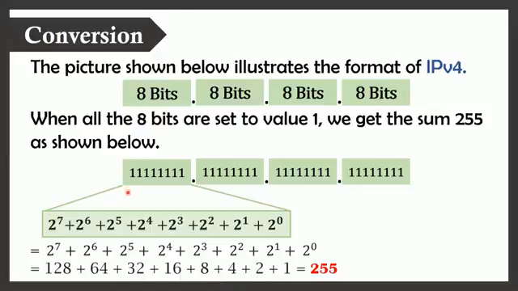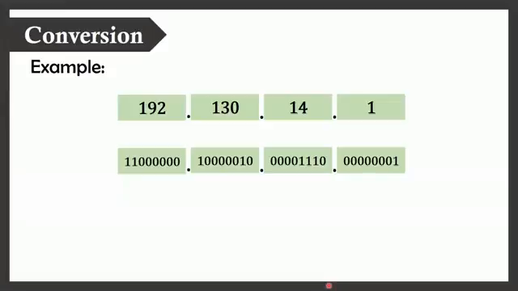The associated numbers are counted only when the bit value is set to 1. When it is set to 0, the number it represents doesn't count. So by manipulating these ones and zeros in the octet, we can come up with the range of numbers from 0 to 255. Now let's take another example to understand the conversion in a better way.